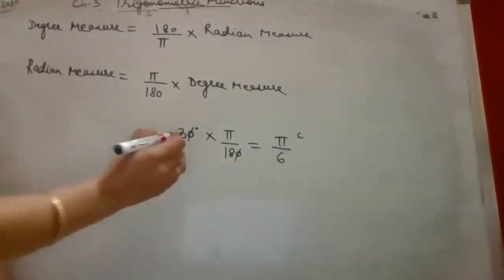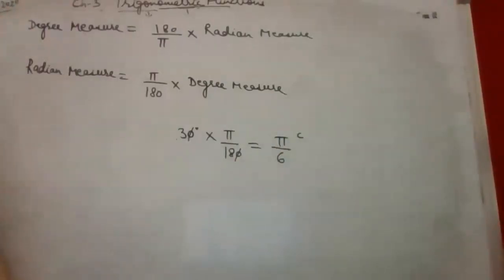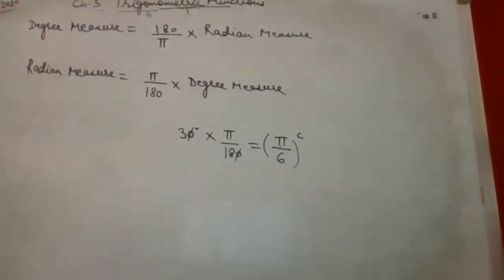Okay, so 30 degree is equal to pi by 6 radians. Why are we taking radians? In class 11, we will be measuring the angles in radians. We will be doing the questions in terms of radians only. So you need to know this relation and you should know how to convert radian to degree and degree to radian. So 30 degree is equal to pi by 6 radian.